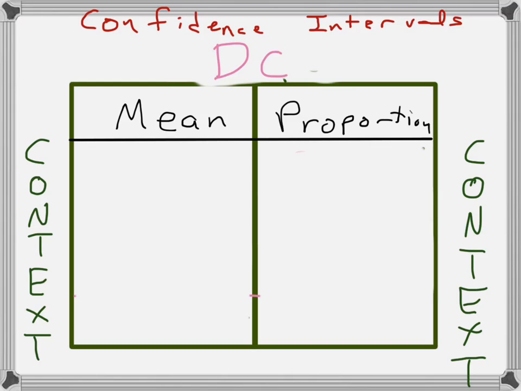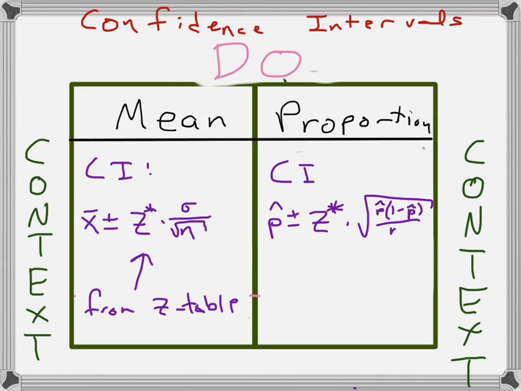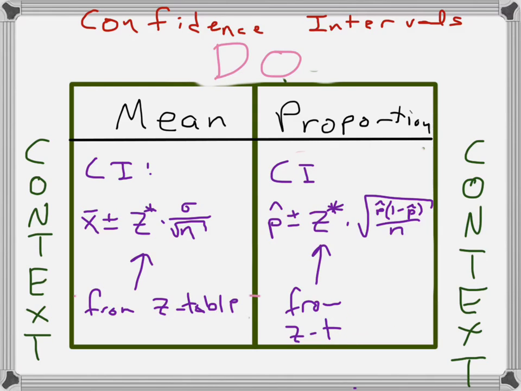So after we plan, it's time to do. For means, the confidence interval is x bar plus or minus z star times sigma over square root n. We talked about that in the last video. For proportions, p hat plus or minus z star times square root pq over n. So there you go.